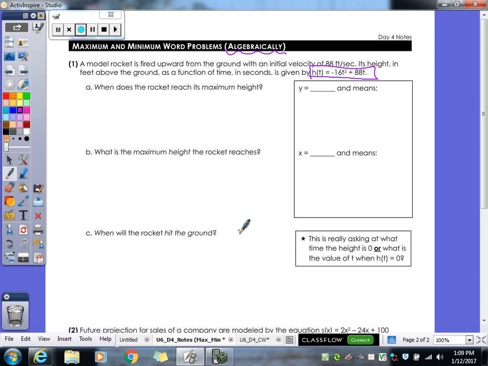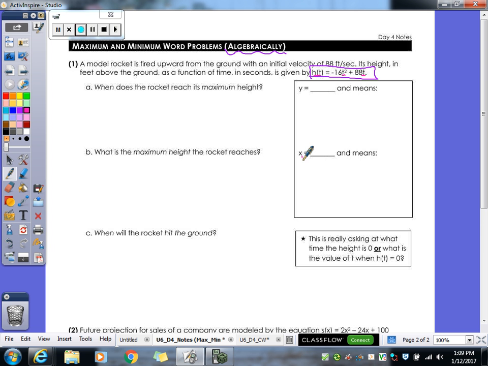So I have this little box over here on the right. Because instead of using x and y, they use h and t. Some people want to put it back in terms of x and y. Some people, it kind of confuses them when they do that. So really, it's up to you. You can use x and y, you can use h and t.